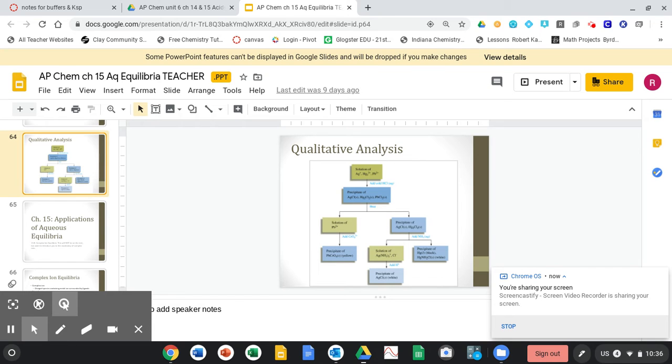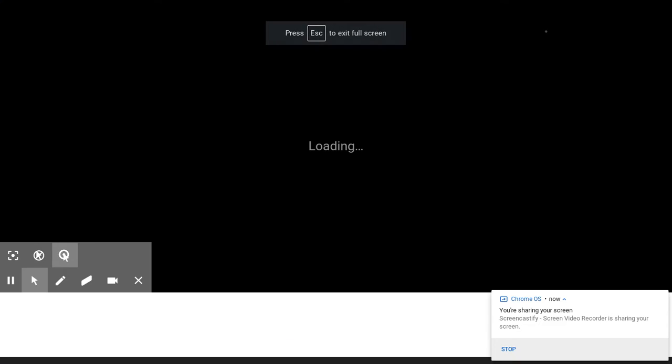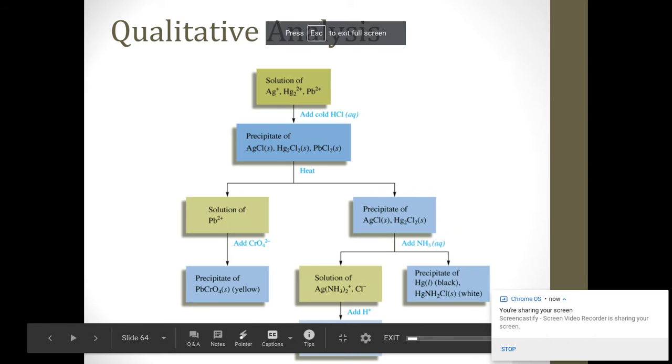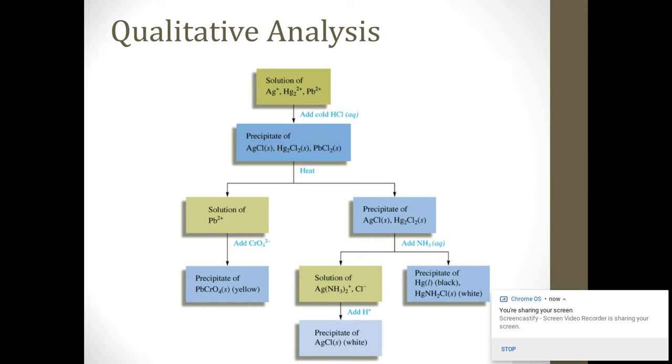Hello, we're going to take a look at qualitative analysis today. So let's take a look at what we would be doing if we were in lab, which we might still be able to be. This was what I kind of have planned for the final exam. This is the cation version of qualitative analysis. And I tend to like these flow charts better than instruction number one, number two, number three, number four, because it helps you to see the overall picture.